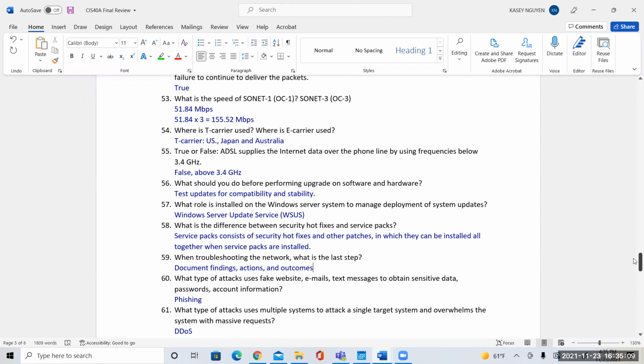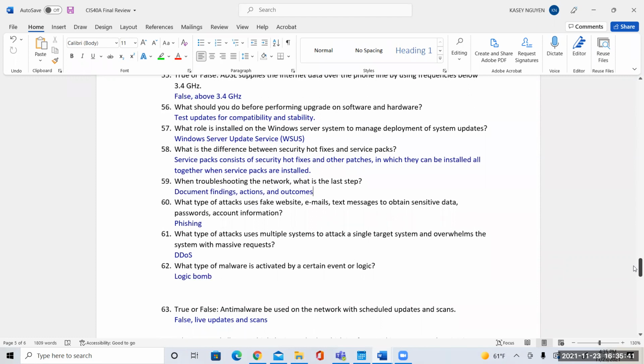What type of attack uses multiple systems to attack a single target system and overwhelms the system with massive requests? That's your distributed denial of service attack. So Network Plus now asks these type of questions, security questions. So make sure you know them, kind of like the Security Plus, but not so advanced. It really focused on protecting networks. So make sure we know the malware and the attacks.